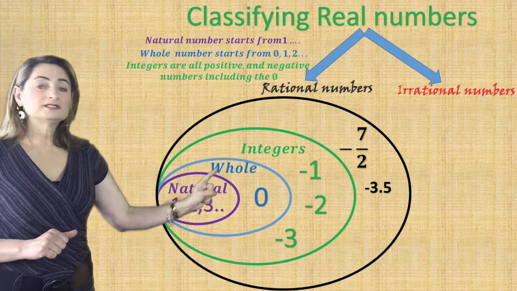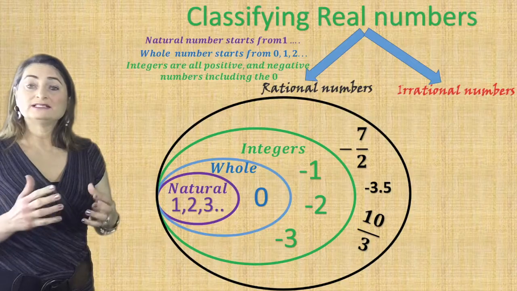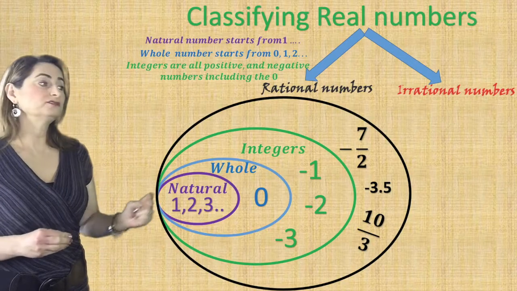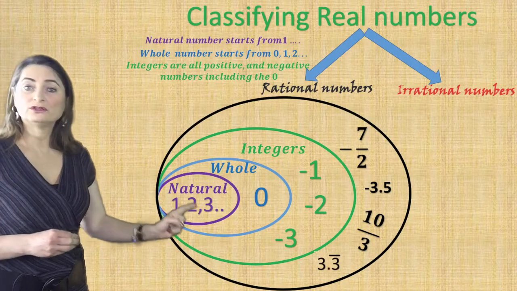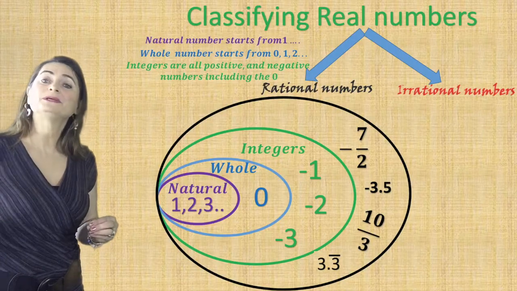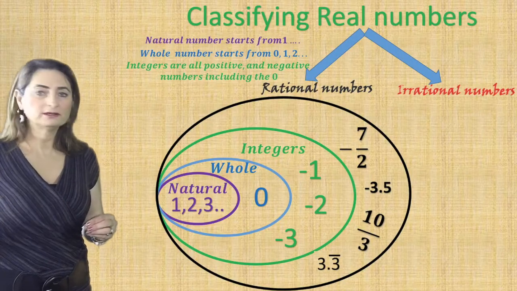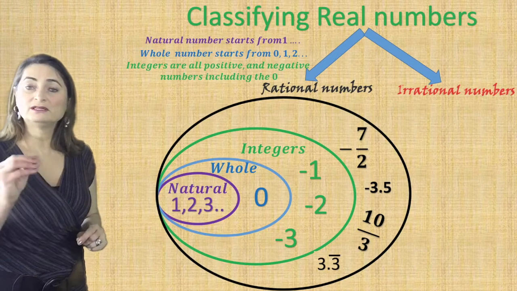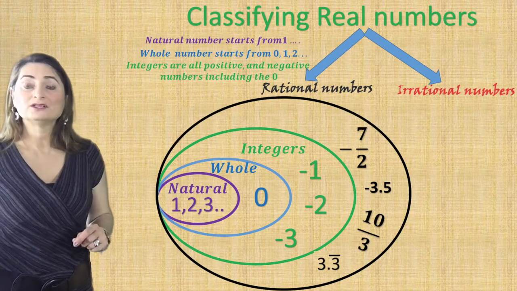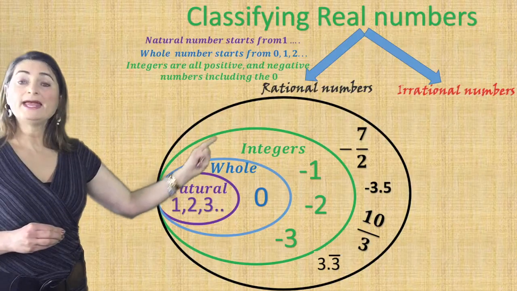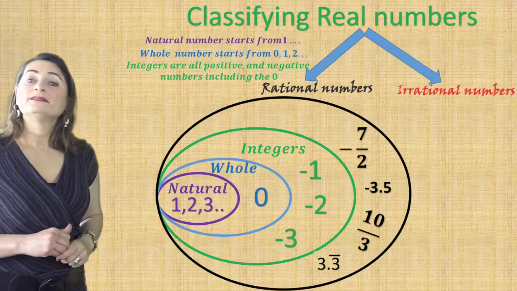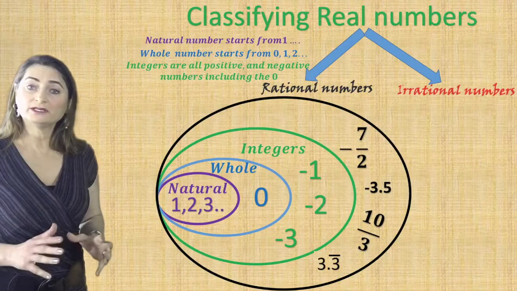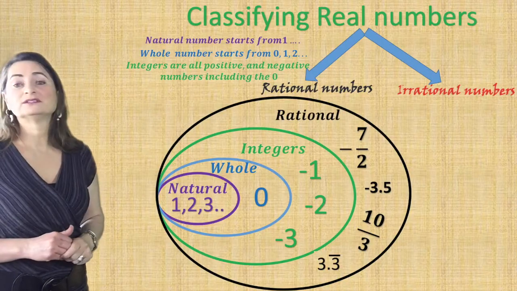What about the fraction 10 divided by 3? If I divide 10 by 3, that gives me 3.33333. So that 3 repeats, but I'm not going to keep writing 3s. So I put 3.3 with a bar on top of the 3. That means that 3 is repeated. So all fractions and decimal forms that repeat or terminate are called rational numbers.